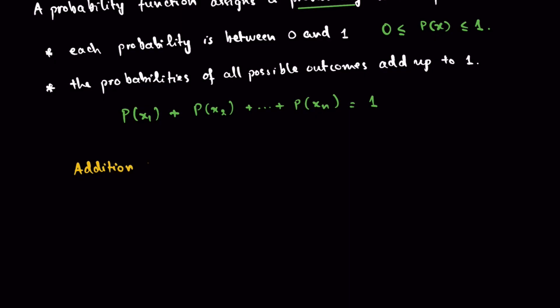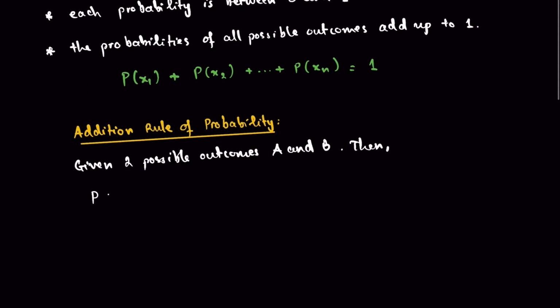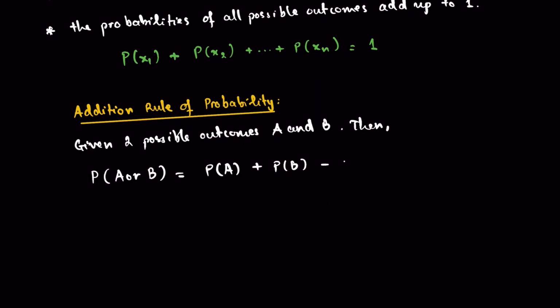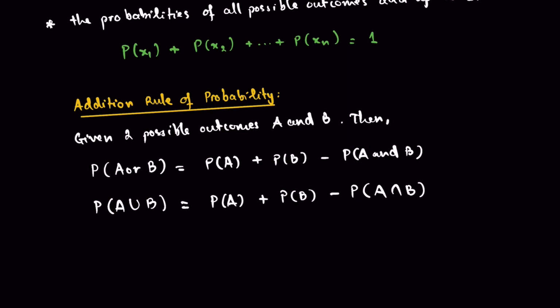So the first rule that we're going to cover is the addition rule of probability. Given two possible outcomes, A and B, the probability of A or B is equal to the probability of A plus the probability of B minus the probability of A and B. In terms of notation, we can write P of A union B equals the probability of A plus the probability of B minus the probability of A intersect B. In this case, the intersection between A and B is not going to be an empty set.